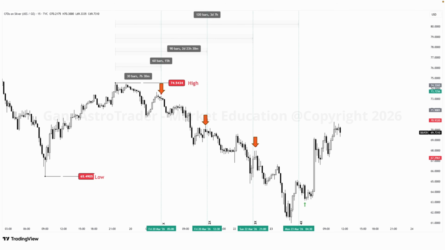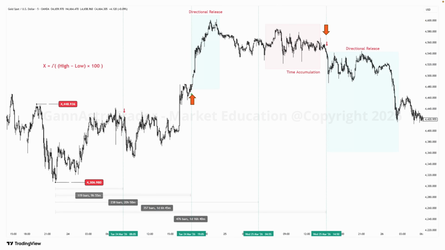What we calculated earlier for the chart of silver is simply a way of defining that cycle directly from price itself. So instead of assuming time, we derive it from the market. Now, let's look at another example of gold and see how the market behaves when these time divisions are applied. From the selected range, we project forward and observe how price evolves over time.